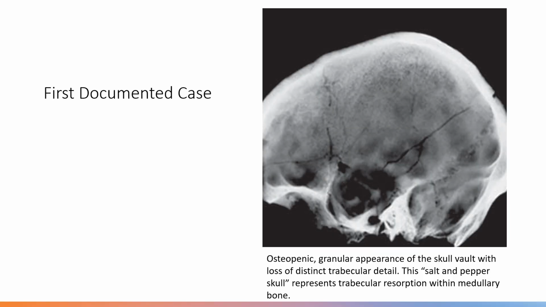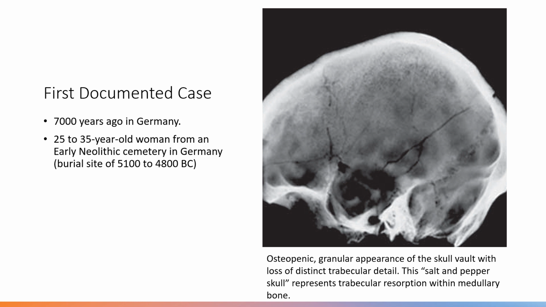The first documented case of hyperparathyroidism was 7,000 years ago in Germany. A 25 to 35-year-old woman from an early Neolithic cemetery in Germany was found to have classic skeletal findings of hyperparathyroidism. You see a whole bunch of salt and pepper dark spots in the skull, and that represents a reabsorption of the bone as a consequence of hyperparathyroidism.